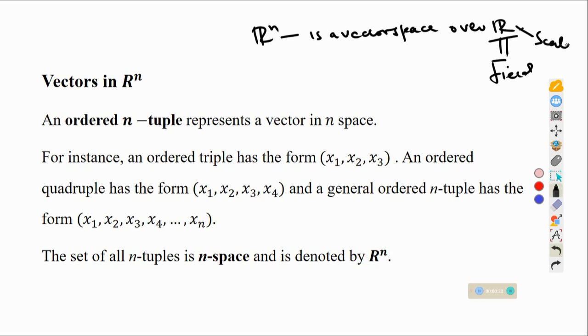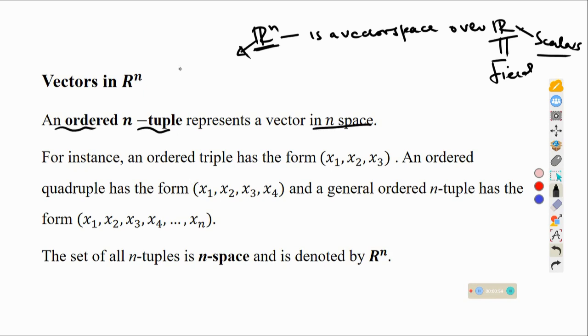This is where our scalars will be obtained from. So we need to know what vectors in Rn are, because if we are to talk about the axioms that we have looked at, we must first of all know the vectors in Rn. To talk about vectors in Rn, it is important that we first talk about an ordered n tuple.